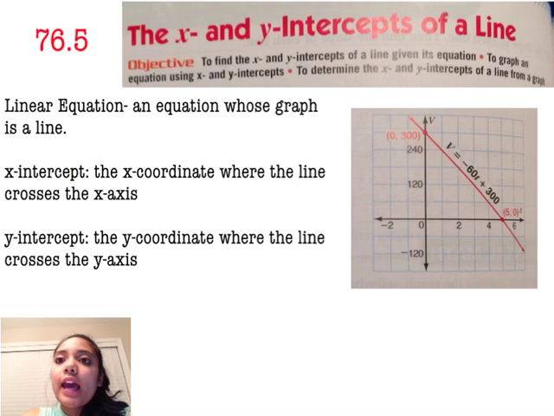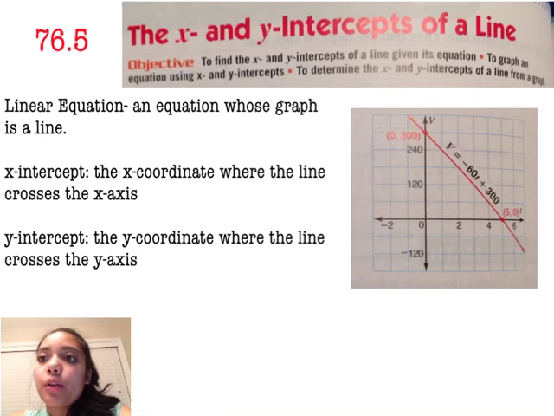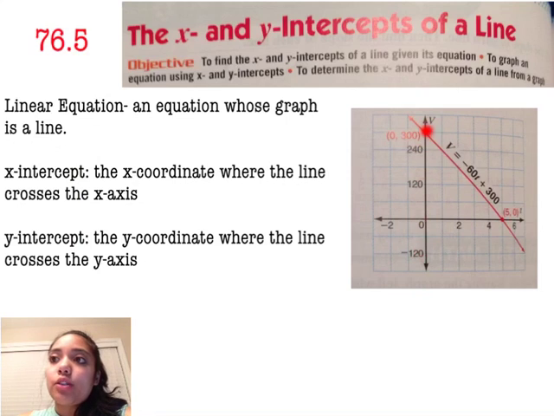So the x-intercept is the x-coordinate where the line crosses the x-axis. The y-intercept is the y-coordinate where the line crosses the y-axis. So if you look over here, this is your x-axis. This is your x-intercept. It is on the x-axis, meaning that the value of your y value is 0. And on here, this is on your y-axis, so that means your x value has to be 0. So keep that in mind. That means whenever you're looking for your x-intercept, your y value is 0. When you're looking for your y-intercept, your x value is 0.